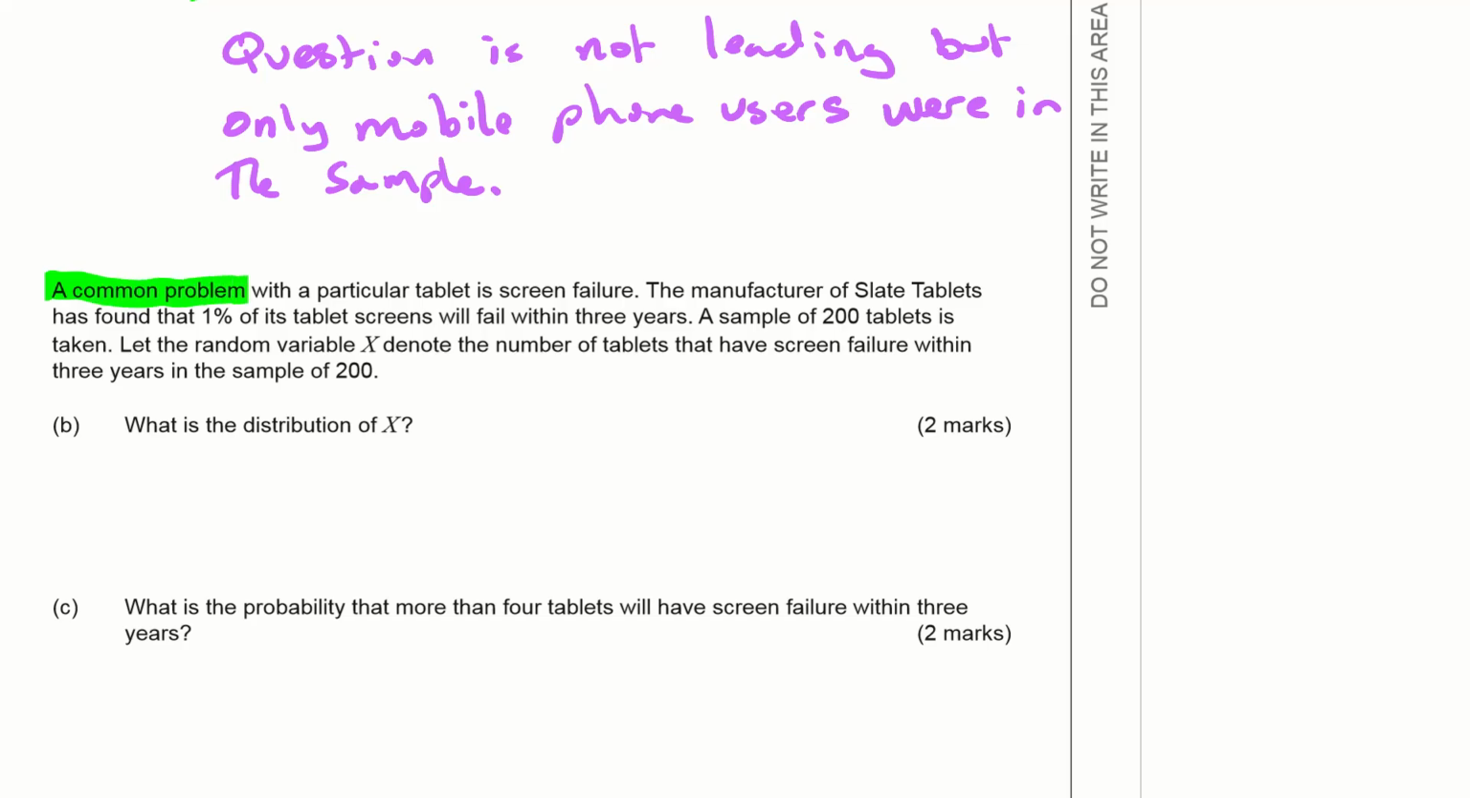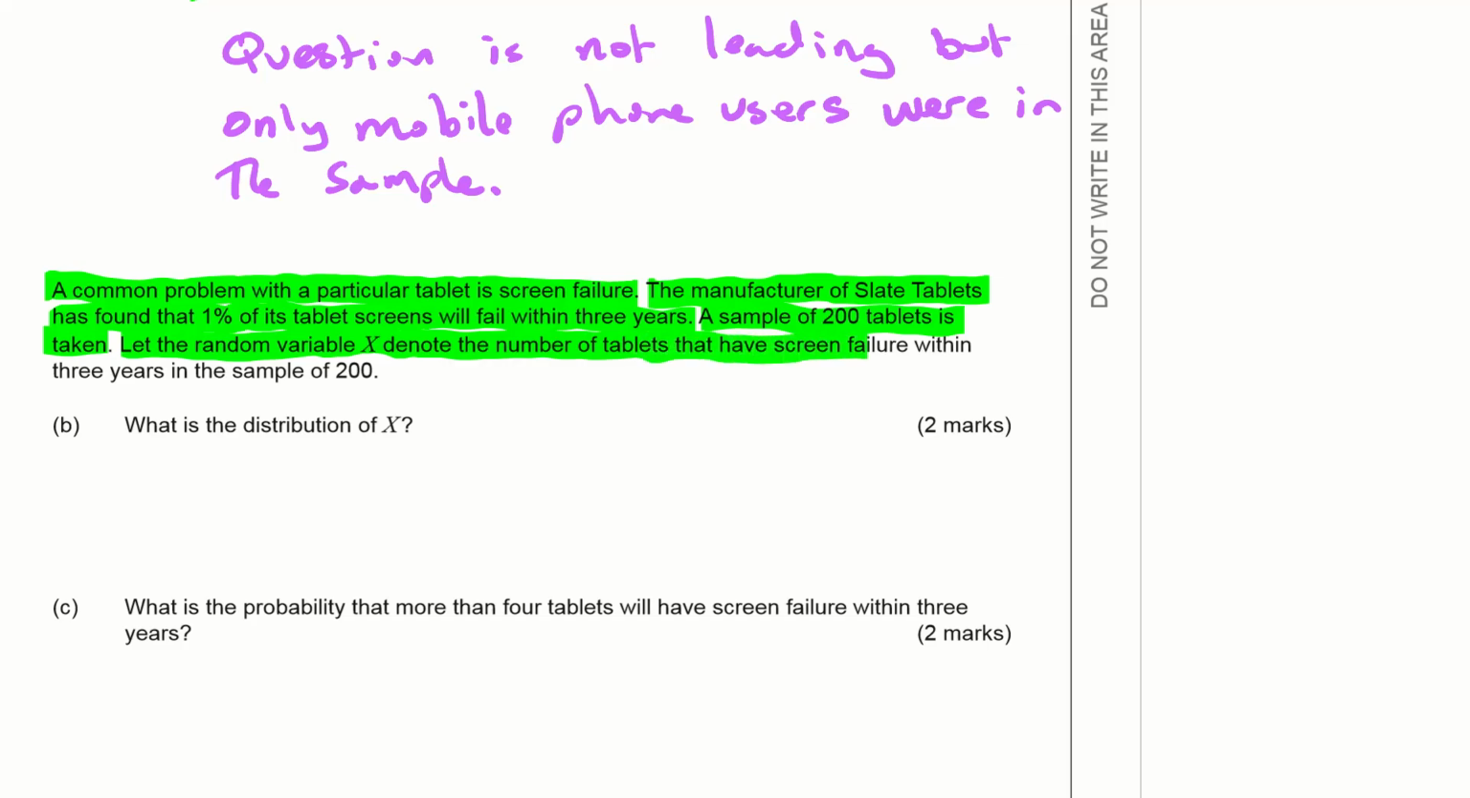A common problem with a particular tablet is screen failure. The manufacturer of Slate tablets has found that 1% of its tablet screens will fail within 3 years. A sample of 200 tablets is taken. Let the random variable x denote the number of tablets that have a screen failure within 3 years in the sample of 200. What is the distribution of x?